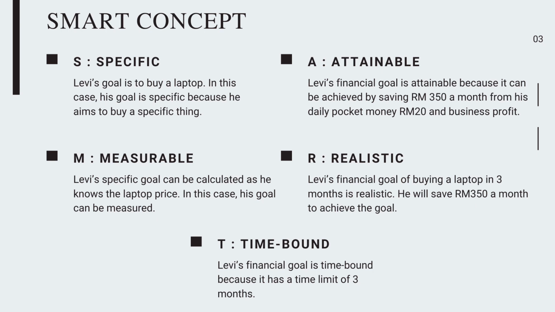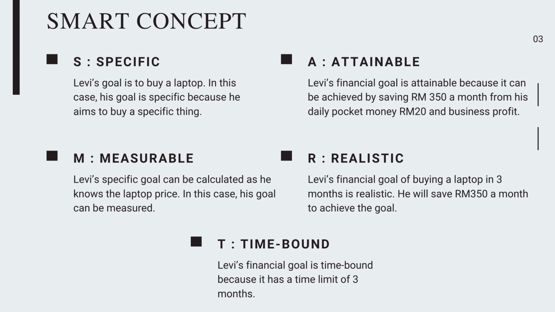S stands for specific, M stands for measurable, A stands for attainable, R stands for realistic, and T stands for time-bound. For specific, Levi's goal is to buy a laptop. In this case, his goal is specific because he aims to buy a specific thing. M, measurable: Levi's specific goal can be calculated as he knows the laptop price. In this case, his goal can be measured.